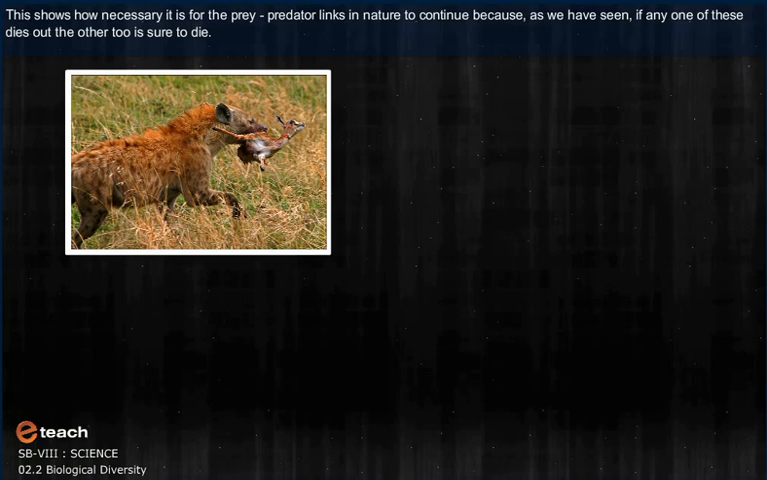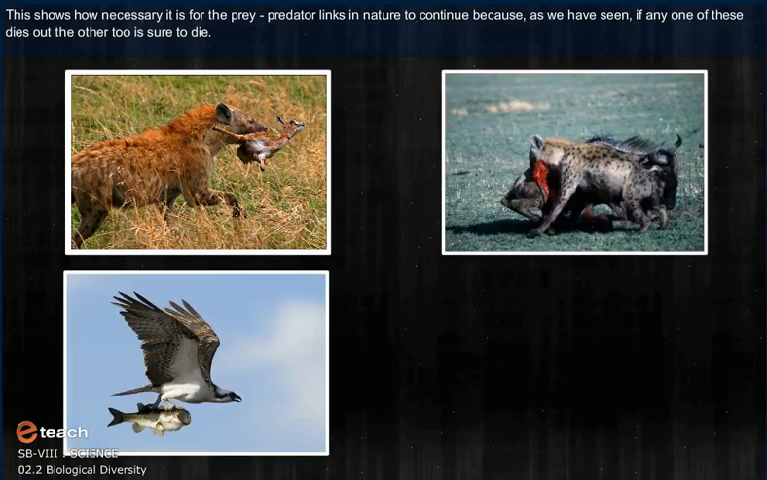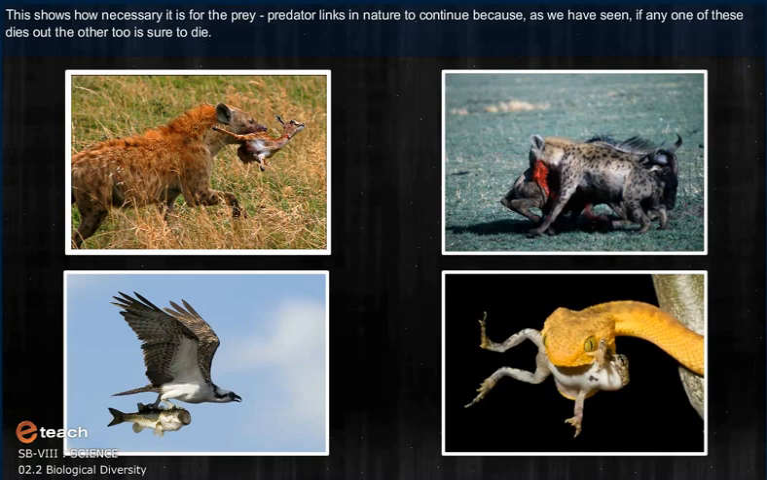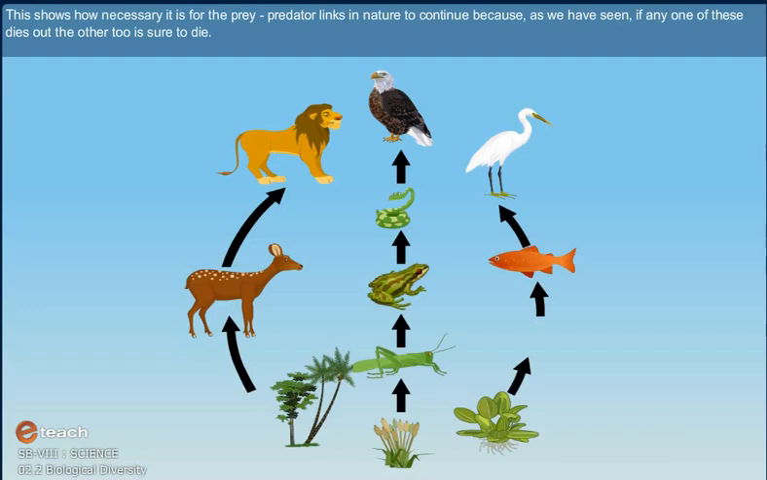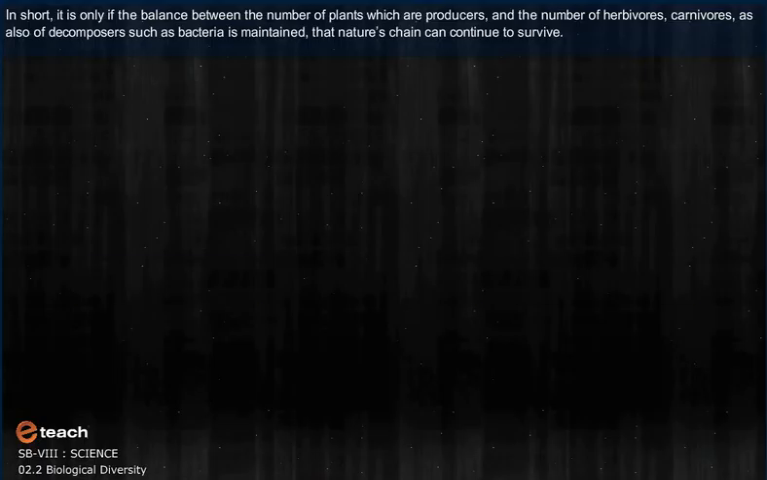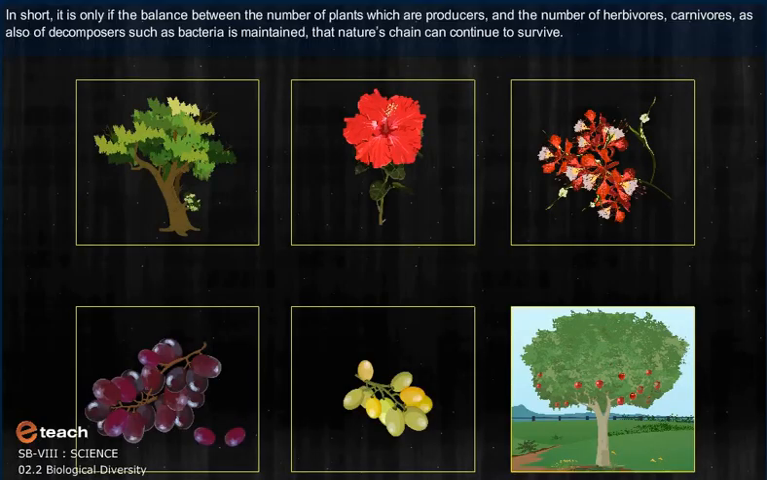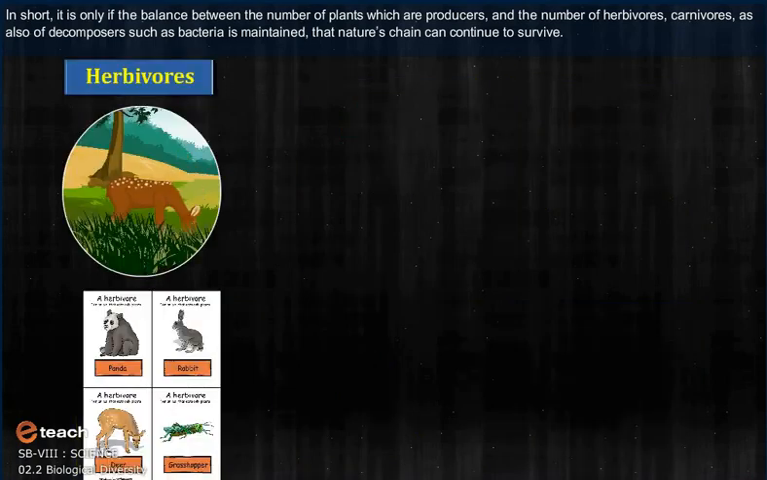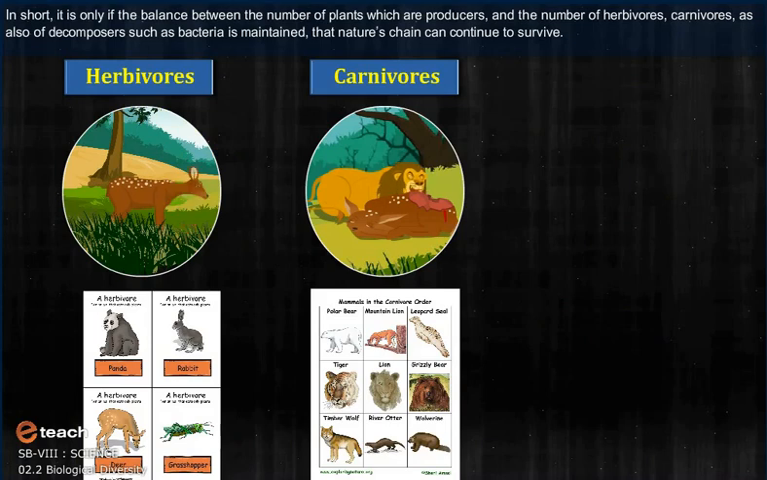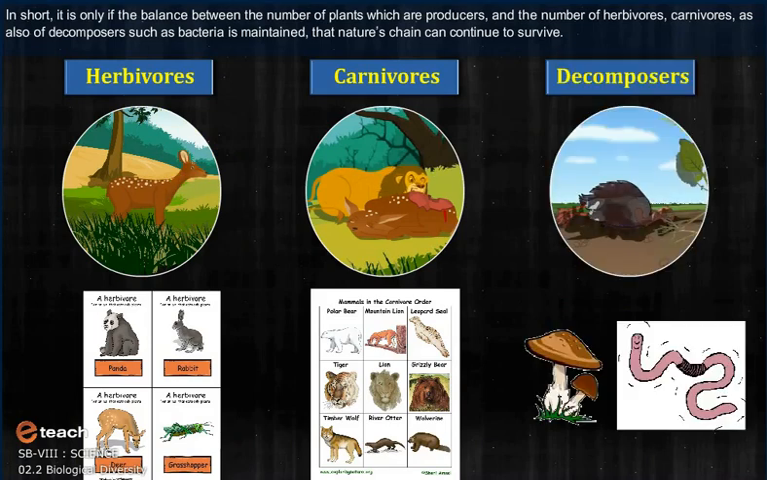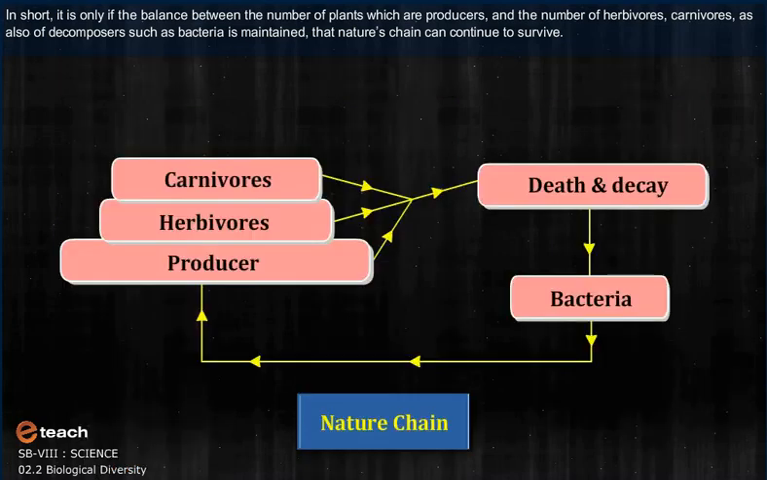This shows how necessary it is for the prey-predator links in nature to continue because, as we have seen, if any one of these dies out, the other two are sure to die. In short, it is only if the balance between the number of plants, which are producers, and the number of herbivores, carnivores, as also of decomposers such as bacteria is maintained that nature's chain can continue to survive.